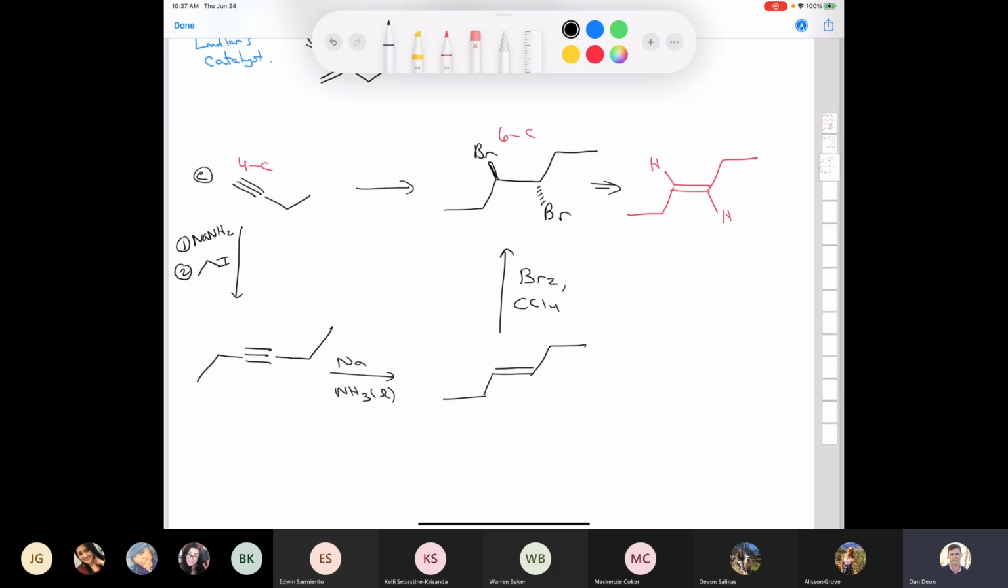Could anybody tell me why they didn't write plus enantiomer? I'm trying to think of the best way. Why doesn't it say plus enantiomer for this? Could anybody tell me? That's a good question. Why doesn't it say plus enantiomer?